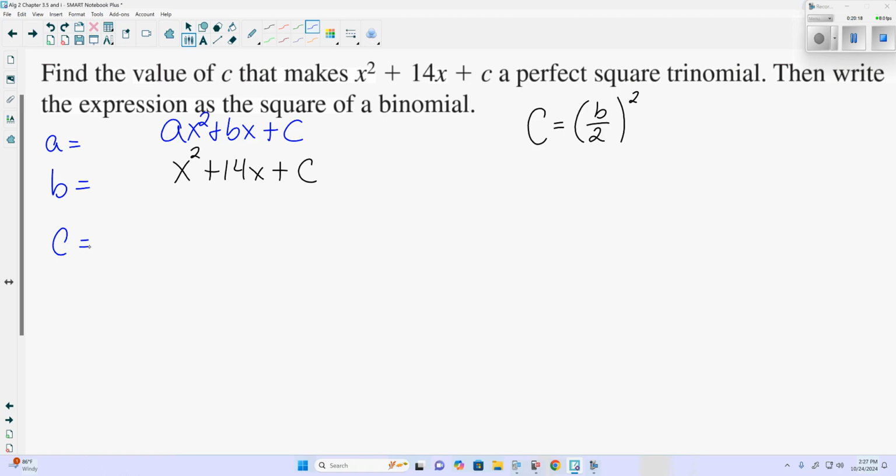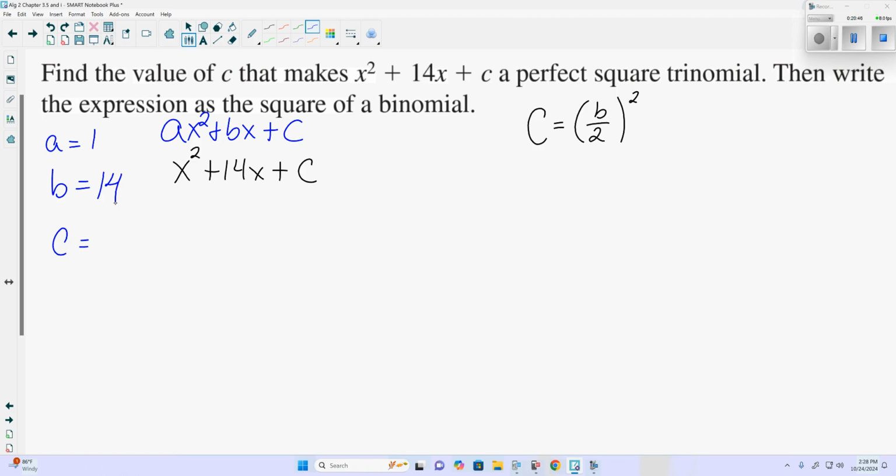And looking at this equation here, what is the value of a? 1. Since there's not a number written in front of x squared, a is 1. What's our value of b? 14. Well, we don't have the value of c yet. That's what we're trying to find. We're trying to find a c value that will make this a perfect square trinomial, so we can rewrite it as a single set of parentheses being squared.